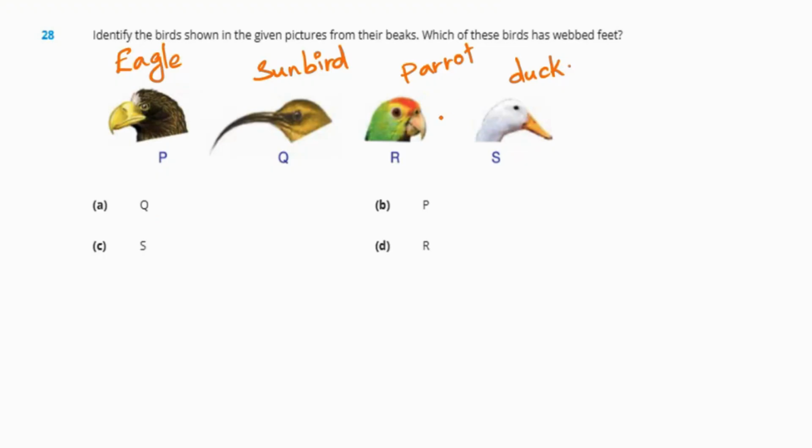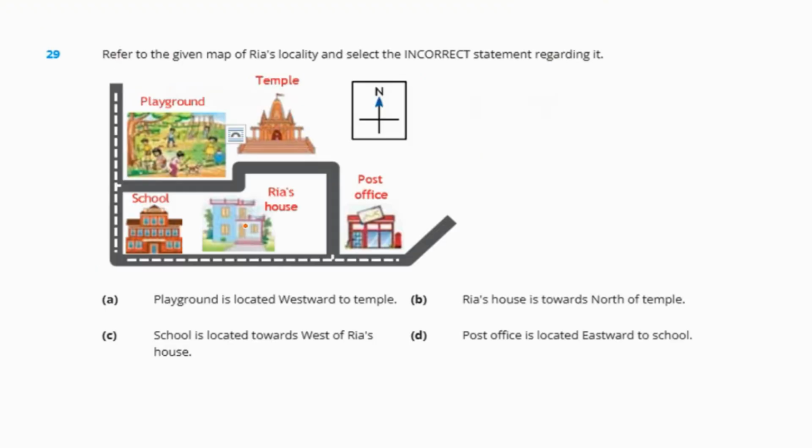so which has got webbed feet? Swimming birds like ducks have got webbed feet, right? So out of these options, S is a duck. So we can say that option C, S, duck is the correct answer. They have got webbed feet. Option C is the correct answer.